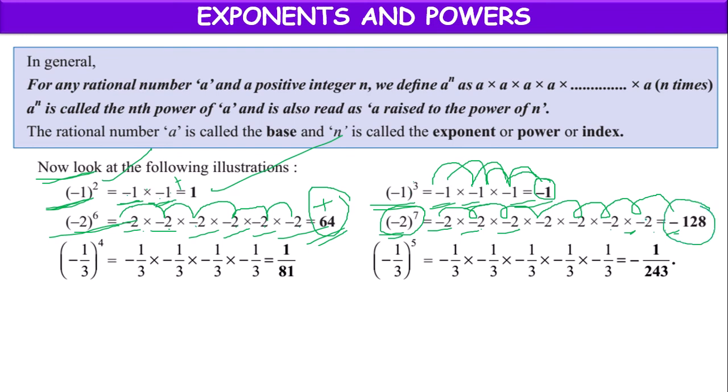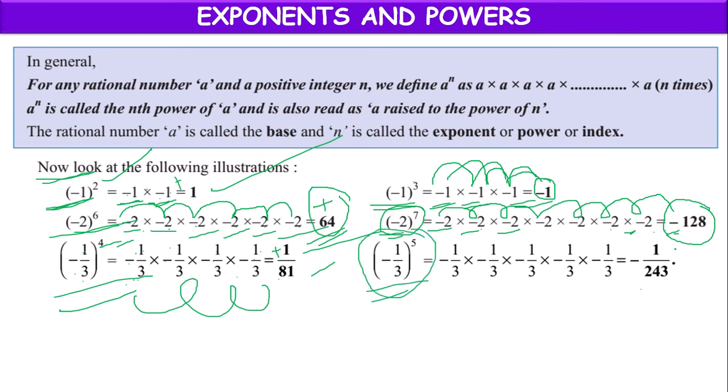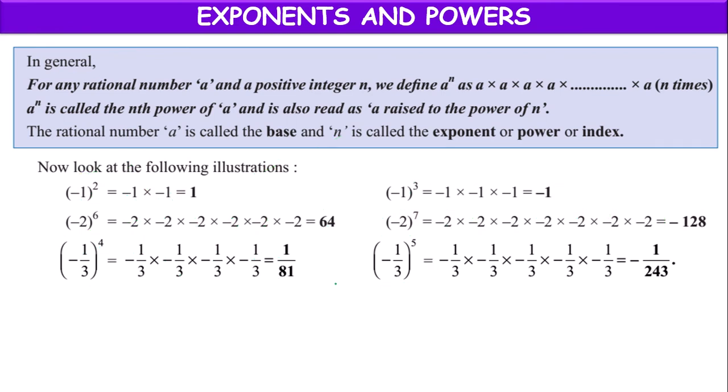Minus 128. In the same way, minus 1 by 3 whole power 4 means minus 1 by 3 we have to multiply with itself 4 times. So minus into minus into minus into minus will become plus. Numerators: 1 into 1 into 1 into 1, plus 1. Denominators: 3 into 3 into 3 into 3, 81. The value of minus 1 by 3 whole power 5 we will get as minus 1 by 243.